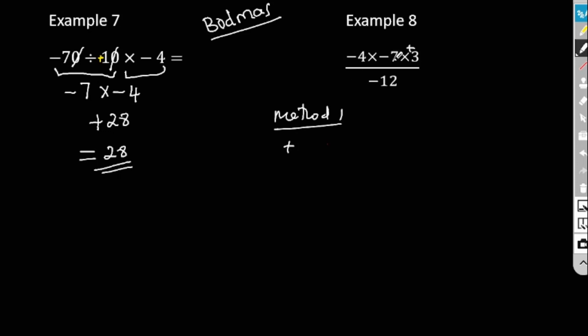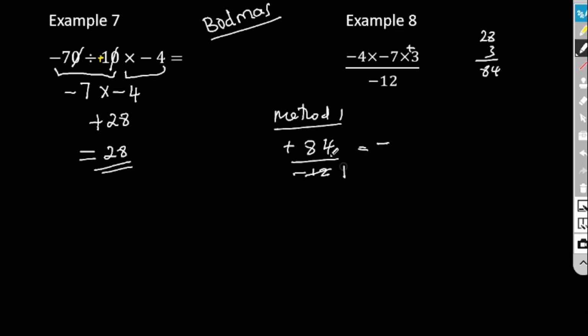4 times 7 is going to be 28. 28 times 3 is going to give us 84. So you're going to have 84. We are dividing by negative 12. Here, first of all, divide the signs. We have positive divided by negative, and that is going to be equal to a negative sign.